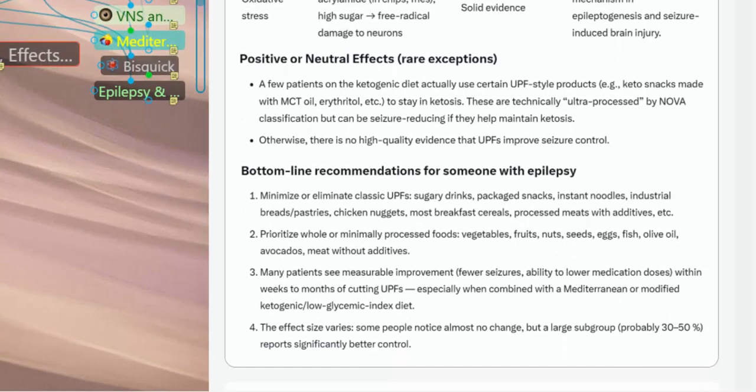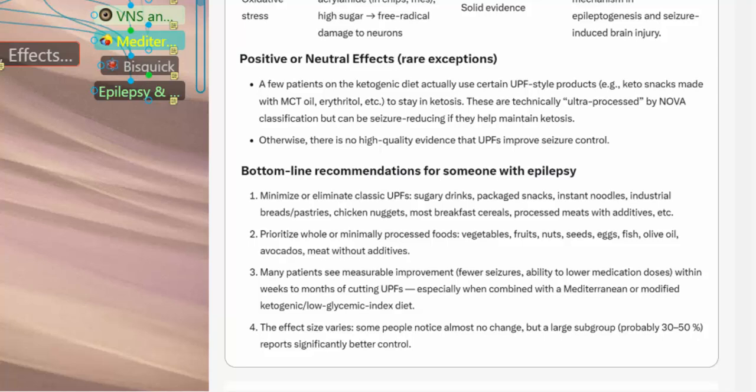Bottom line recommendations for someone with epilepsy: minimize or eliminate the classic ultra-processed foods like sugary drinks, packaged snacks, instant noodles, industrial bread and pastries, chicken nuggets, most breakfast cereals, processed meats with additives, etc. Prioritize whole or minimally processed foods: vegetables, fruits, nuts, seeds, eggs, fish, olive oil, avocados, meat without additives, which is not that easy to find these days.